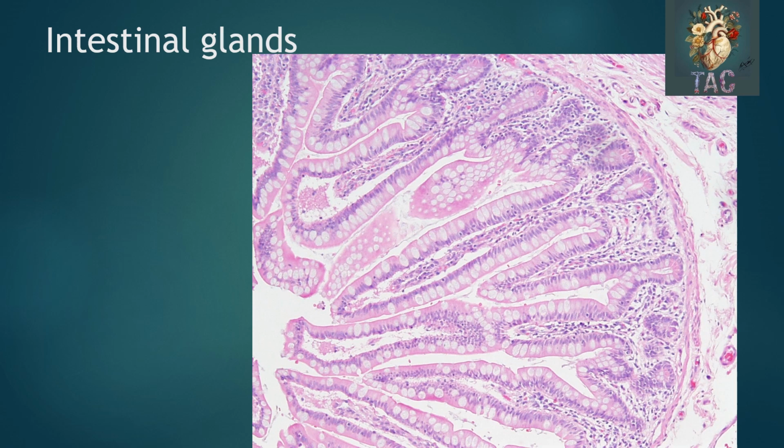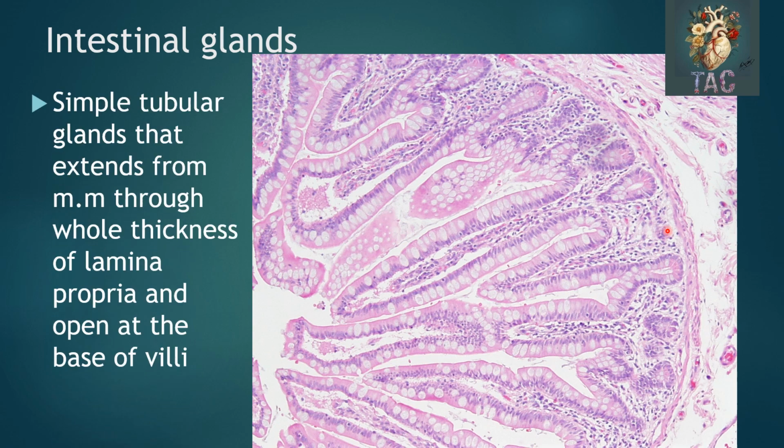Another beautiful diagram, the intestinal glands are present over here. These are the villi. The villi dip down inside, forming the intestinal gland. This is the core of the villus, which is formed over here by the lamina propria. The clear area shows the central blind-ending lacteal capillary. These are the intestinal glands which are present, and this is the muscularis mucosae. So they are simple tubular glands extending from the muscularis mucosae through the whole thickness of the lamina propria and opening at the base of the villi. You can see they are opening over here.